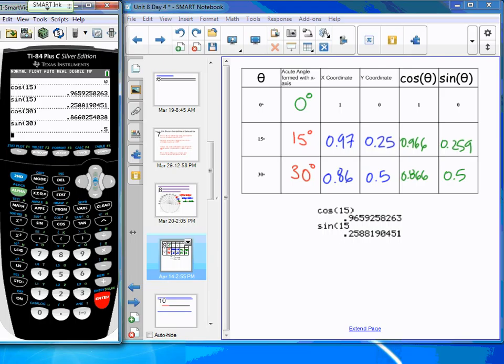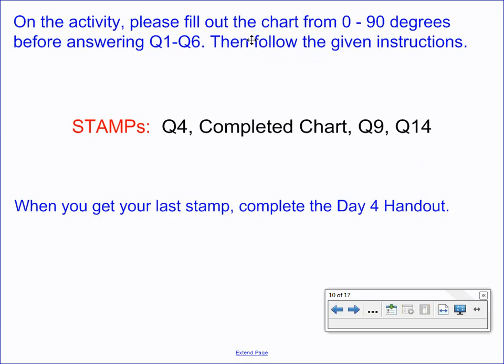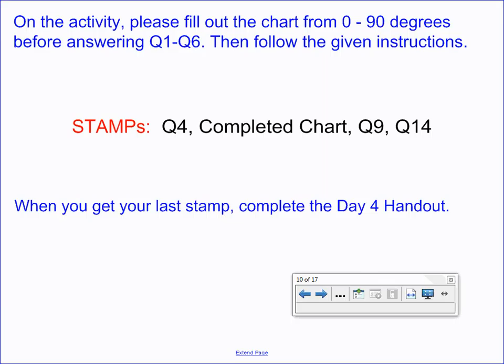Yes? You guys got it? We just did the first three lines and got a kickstart for our fourth line. So this is the chart that you're going to be completing in your cooperative learning group. We're going to come back together and you're going to get stamps at several different things, and this is important for the order. We're going to work in our cooperative learning groups. We're going to fill out this chart from 0 to 90 degrees first and then stop.